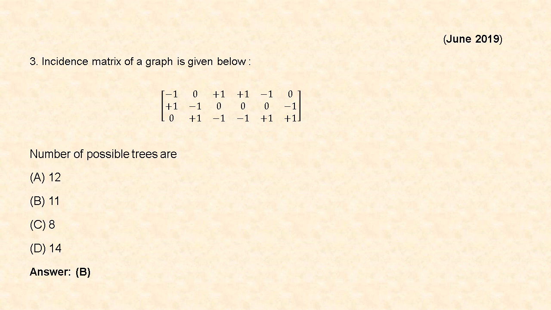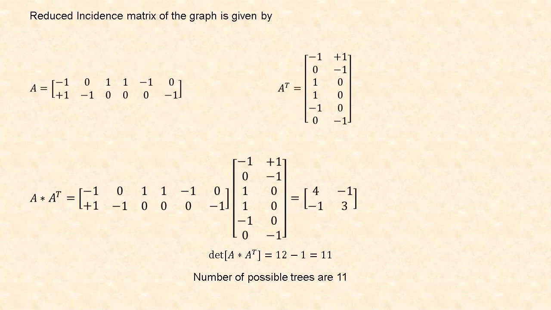Here, by seeing the incidence matrix, we can be clear that it is a complete incidence matrix and it is not a reduced one because the sum of each element in the column is equal to 0. To find the number of possible trees, first we have to find the reduced incidence matrix of the graph, which can be found by removing one of the rows of the given matrix.